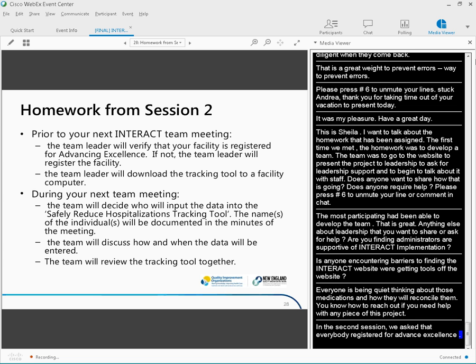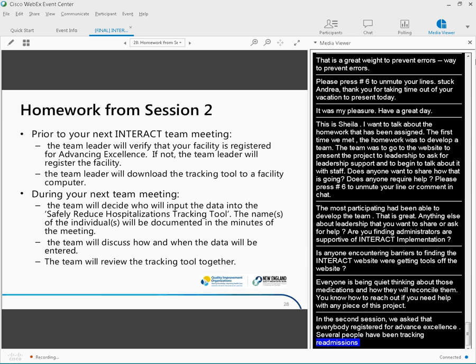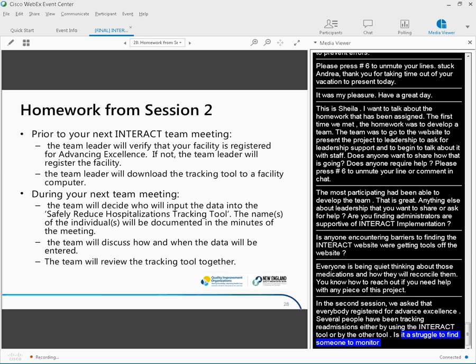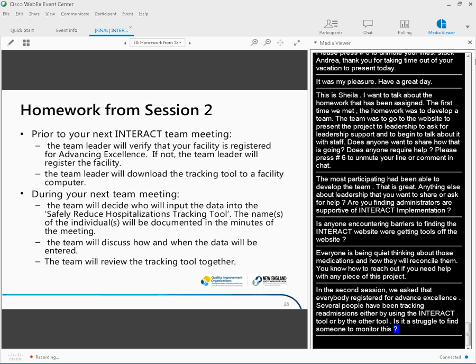And it looks like in the polling questions that several people have been tracking readmissions in some form, either on Advanced Excellence, using the Interact tool or a paper corporate tool. Anyone want to share how that's going? Has everyone been able to find one person to assign this task to? One or two people? Is it a struggle to find someone to monitor this? Again, you want to hit pound 6 to unmute or type in chat.